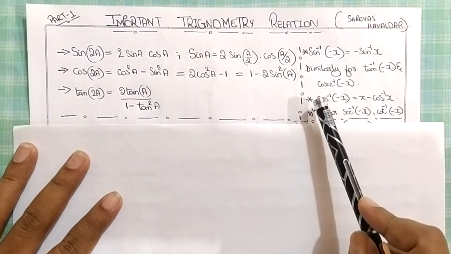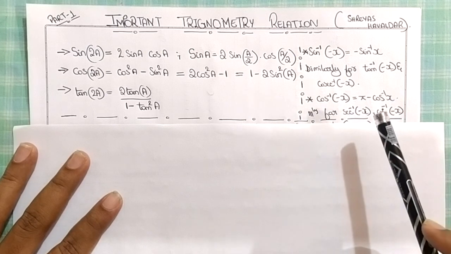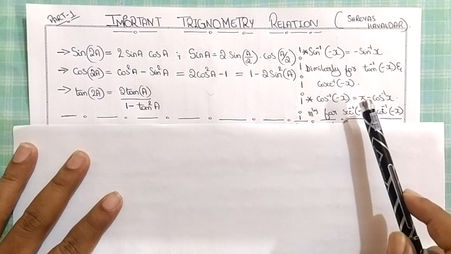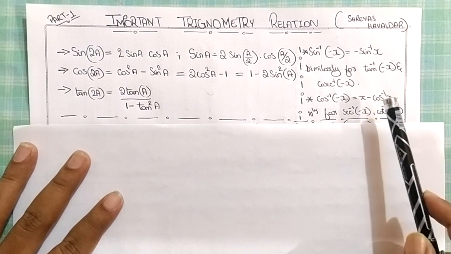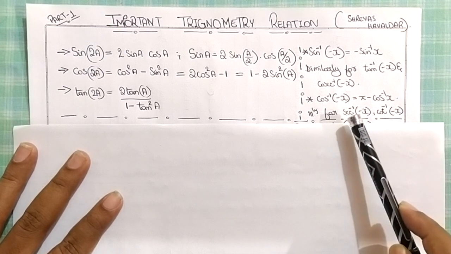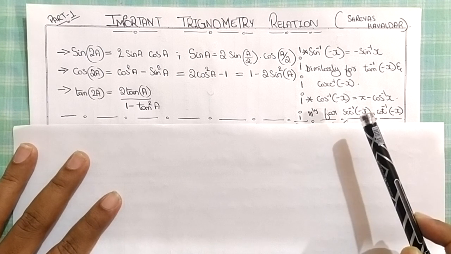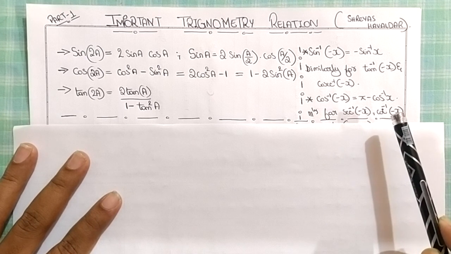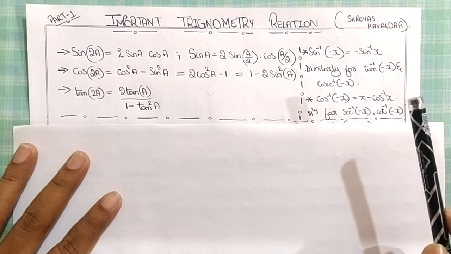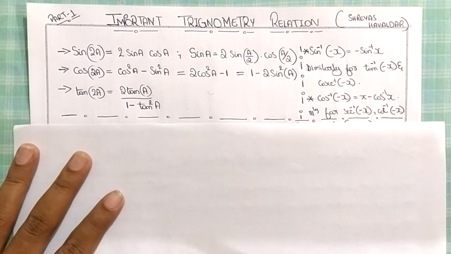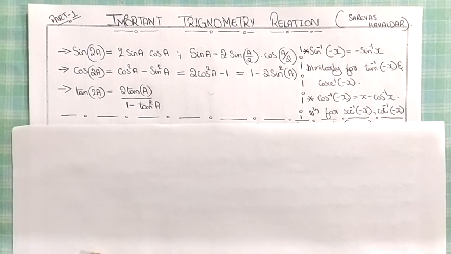But for cos inverse, secant inverse and cot inverse, we should write in the form where 180 degrees, that's pi, minus cos inverse of the given angle. Secant inverse of minus x is pi minus secant inverse of x. Cot inverse of minus x can be written as pi minus cot inverse of x. This will help you a lot while solving problems. You should not have any confusion.